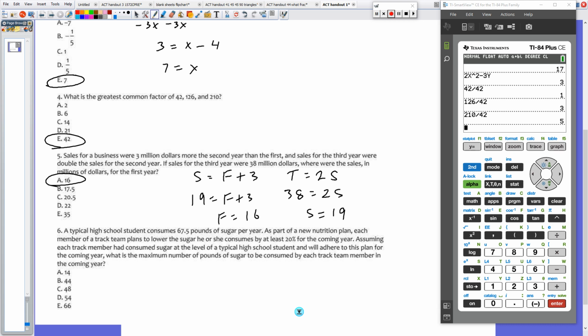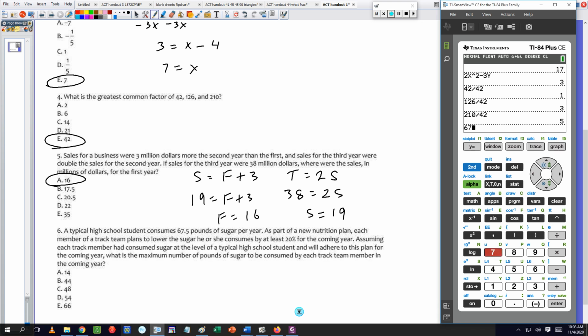Typical high school student consumes 67.5 pounds of sugar per year. As part of a new nutrition plan, each member of the track team plans to lower the sugar he or she consumes by at least 20%. So 67.5. We want to figure out what 20% of that is. So there's your 20%.